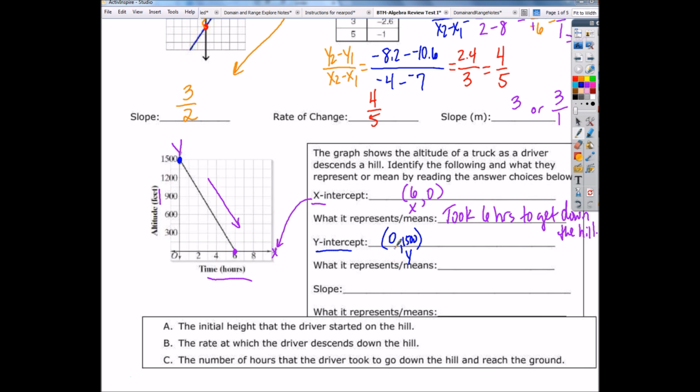All right, so what does that represent? Well, it just so happens that's where we are starting. That's the initial point. So we could say we started at 1,500 feet. All right, so our starting point, our initial value, is 1,500. Starting and y-intercept always go together. That's usually where we're going to start on a graph, is the y-intercept.